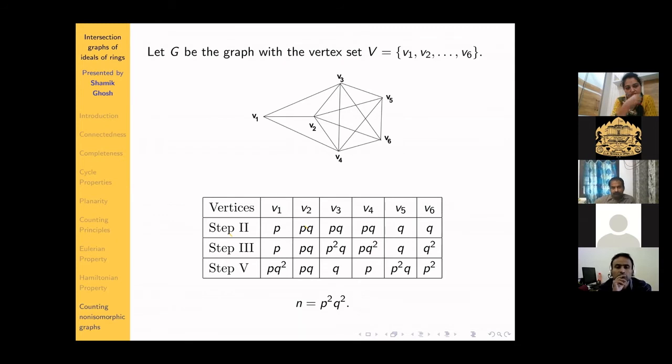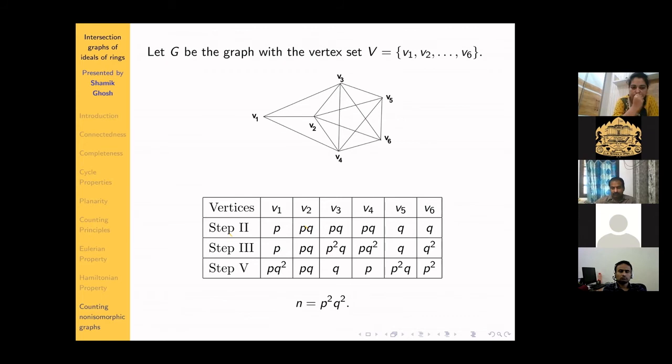Then I am making a distinction by making distinct powers. That is P square Q and PQ square for the third and fourth vertices, and Q square for the sixth vertex. And then you see the LCM is P square Q square. So I divide n by the step 3 labels, and that will give you PQ square, PQ, Q, P, P square Q, P square. Now you can verify that if you get the graph of Zn where n is P square Q square, your given graph is the induced subgraph of these 6 vertices of the mother graph Zn.